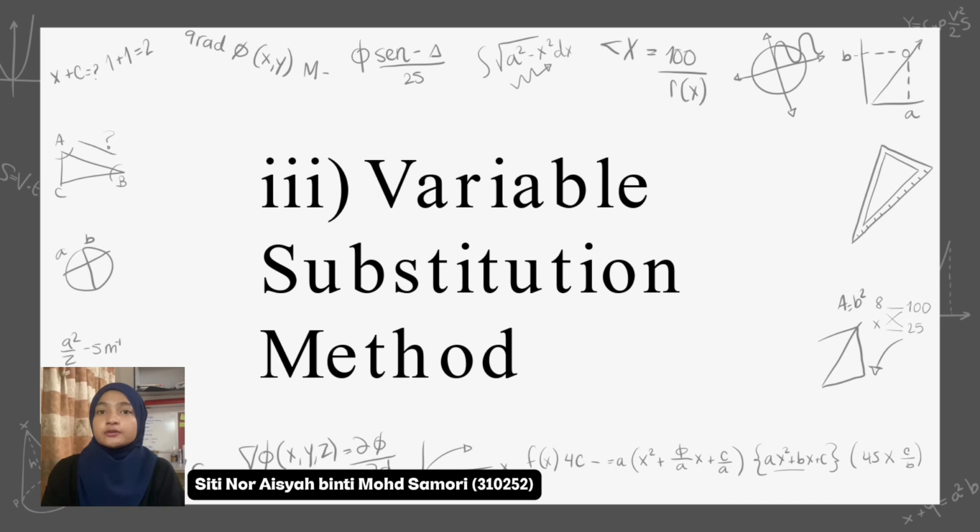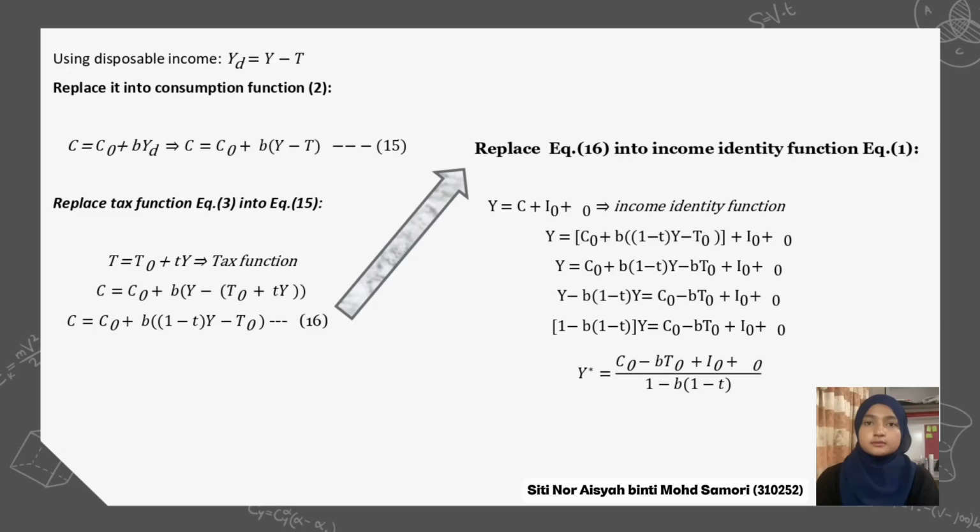And I will move on to the variable substitution method. In this method, we solve the equation step by step by substitution. We start with the definition of disposable income. Y sub D equals Y minus T. This means disposable income is total income minus tax.